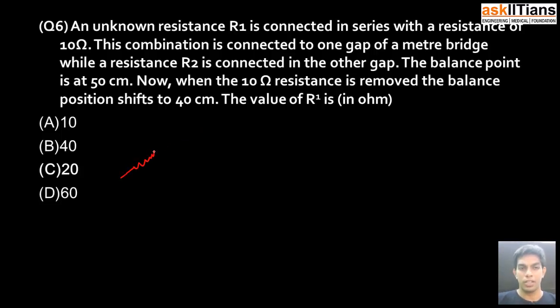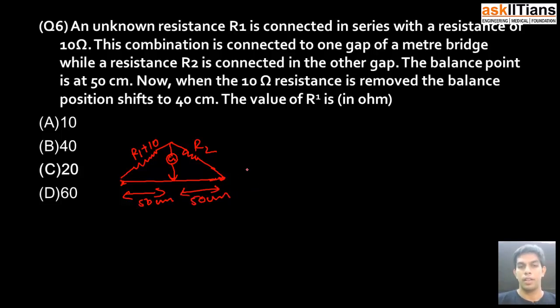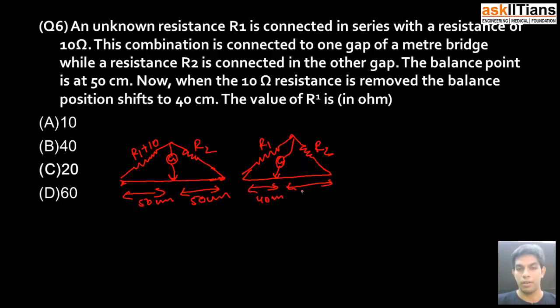So let's draw the initial setup: this is R1 plus 10 ohm, this is R2, this is the wire of 1 meter. Now the jockey lies at the midpoint of it. So this is 50 centimeter and this is 50 centimeter. The new setup is, on this side it's R1, on this side it's R2. Now the jockey lies at 40 centimeter from one end and 60 centimeter from the other.